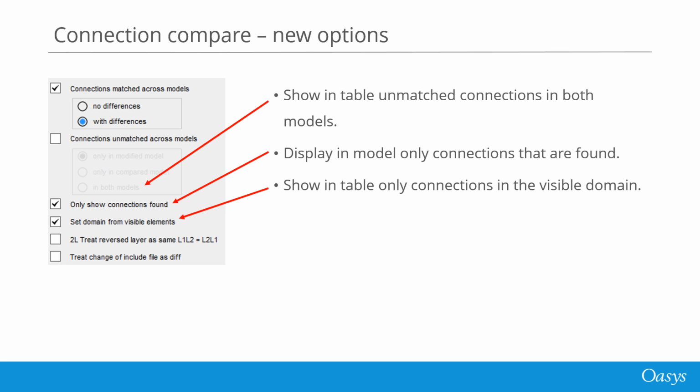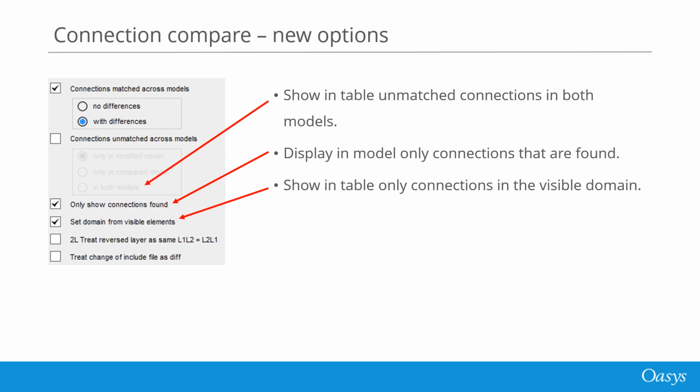The Connections Compare panel has been redesigned. Now, the options for matched and unmatched connections are divided in two groups. In the second group, there is also a new option called In Both Models. This means that it will show the unmatched connections in both models at the same time, whereas before it was only possible for either the Modify or the Compare model.